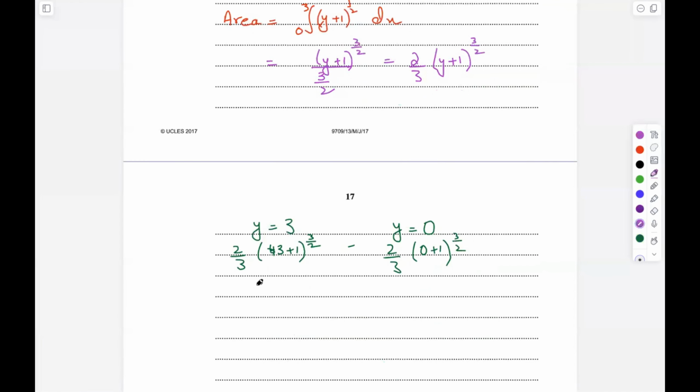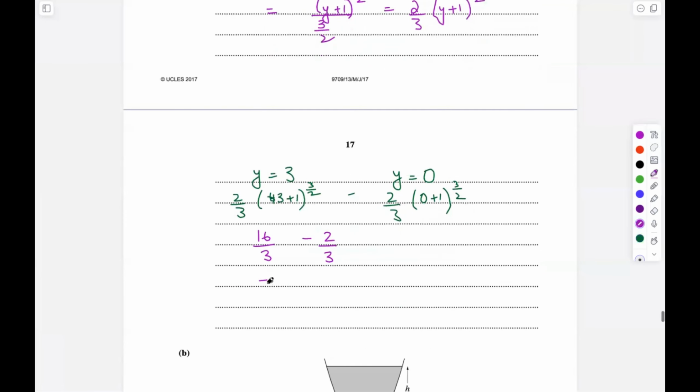So 8 times 2/3 will become 16/3, minus 1 to the power 3/2, which will be 1. So this will become 16/3 minus 2/3. So the area of the shaded region will be equal to 14/3.